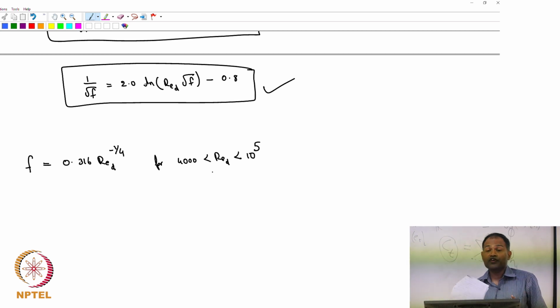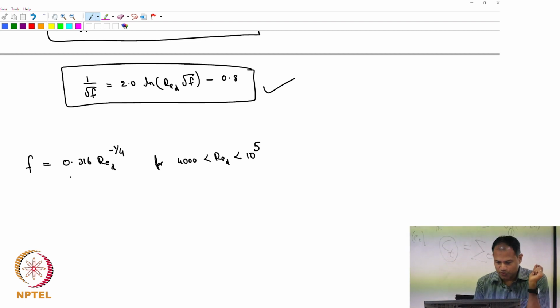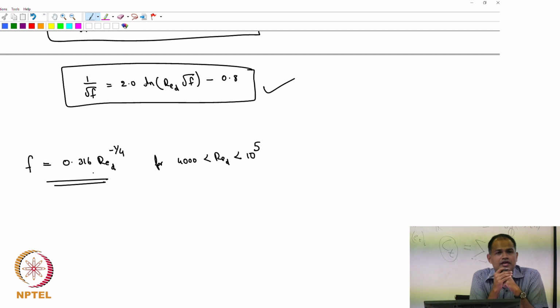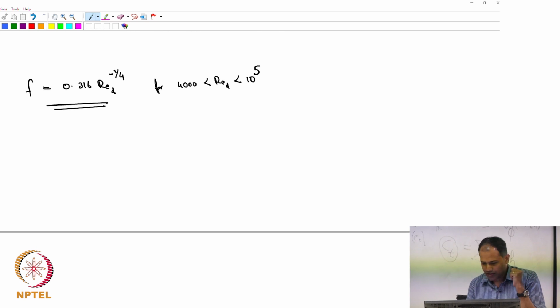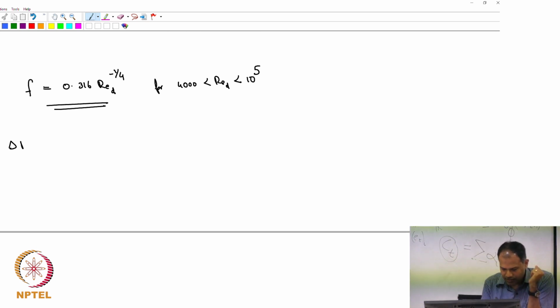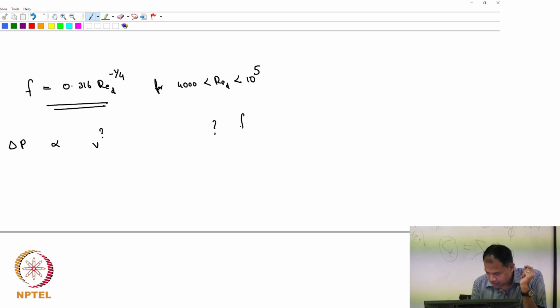Okay, so if Reynolds number is not very large, let's say 10 raised to 4, 10 raised to 5, then you could use this direct relation, which is an empirical fit. But this is going to be useful because I want you to calculate what delta P is proportional to. Let's do velocity first. Velocity to the power of question mark. What is that question mark for laminar flow and turbulent flow? Can you find out?